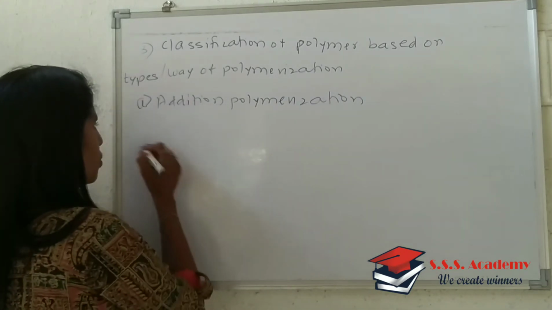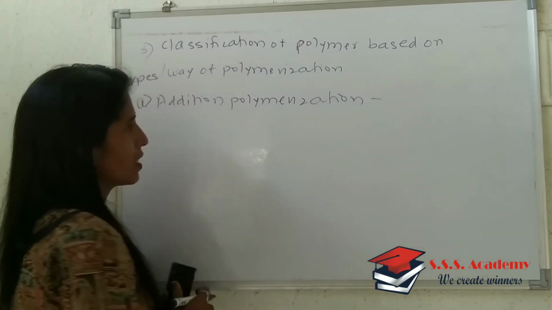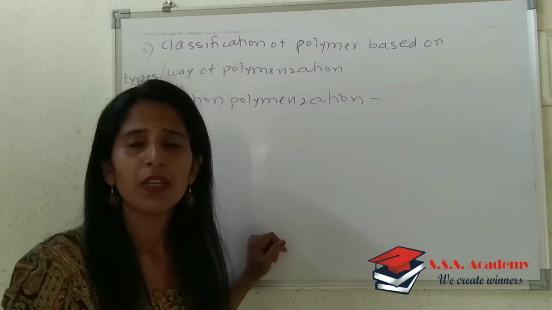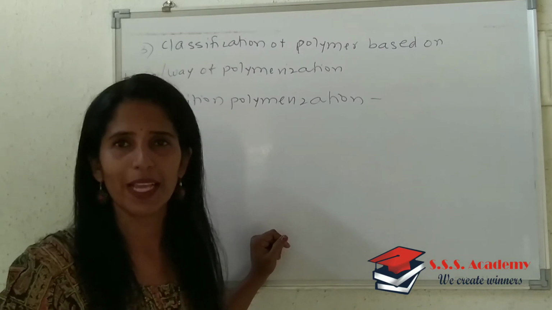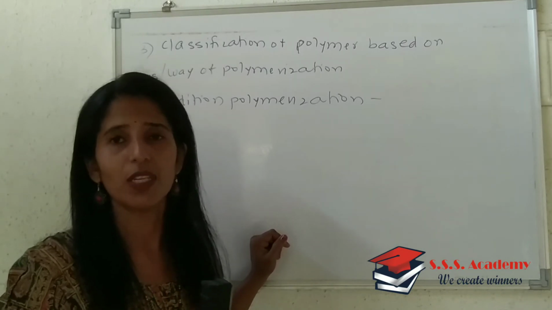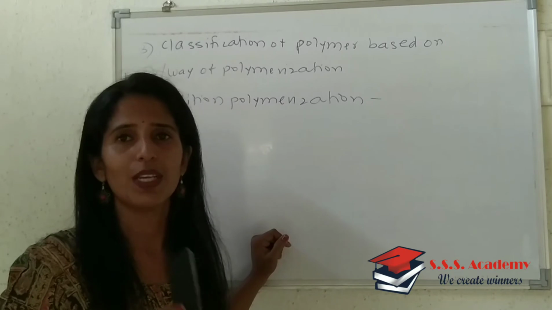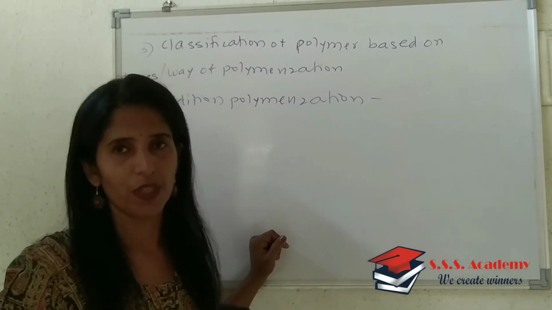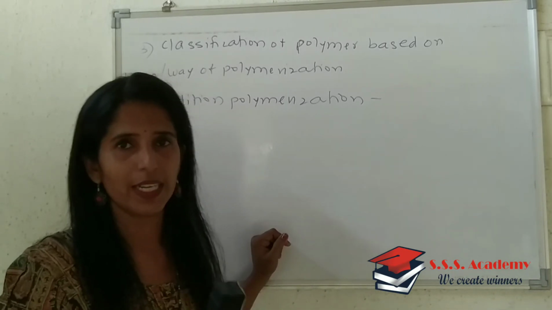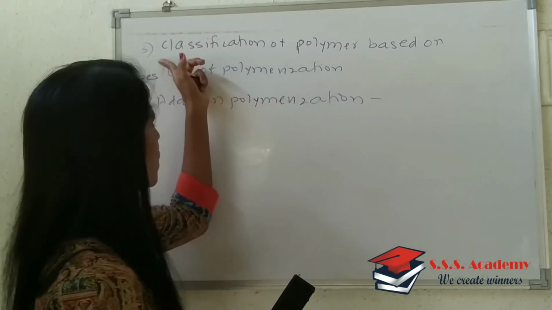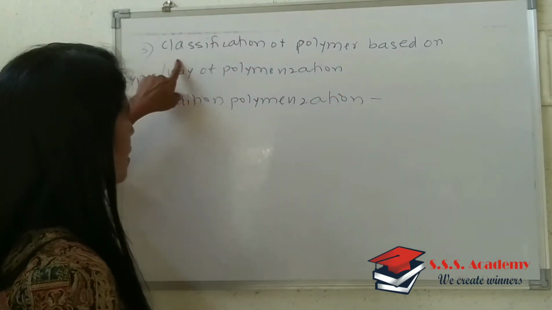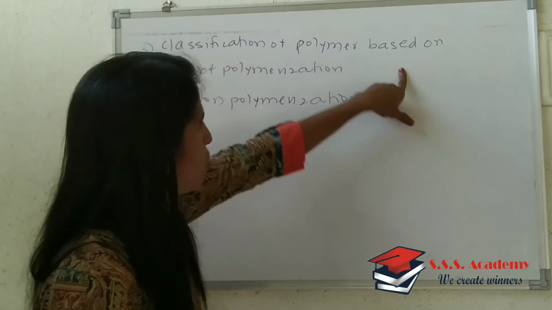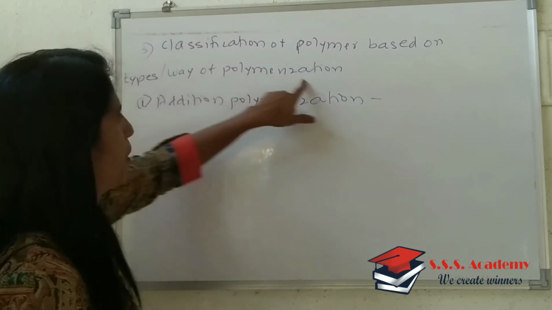So this is addition polymerization. As far as addition polymerization is concerned, there is a free radical mechanism which always explains it, and there are three steps involved. While writing this third basis of classification, write as a title: classification of polymer based on type or way of polymerization reaction.